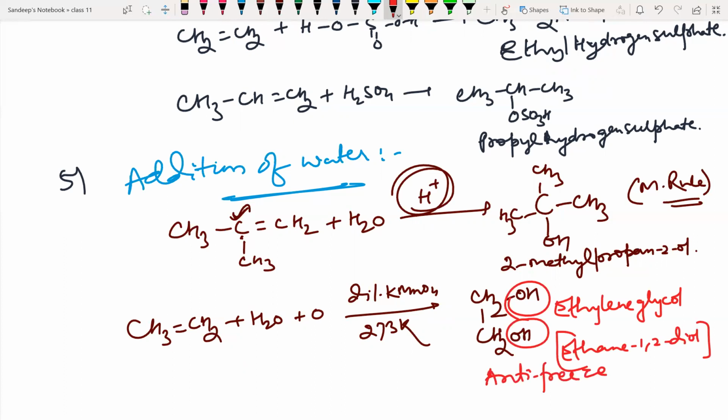What is an antifreeze compound? It is added to a car radiator to lower the freezing point, so that in sub-zero temperature you can ride your vehicle. The water in the radiator will not form ice.